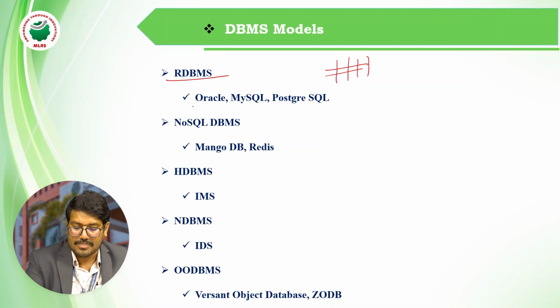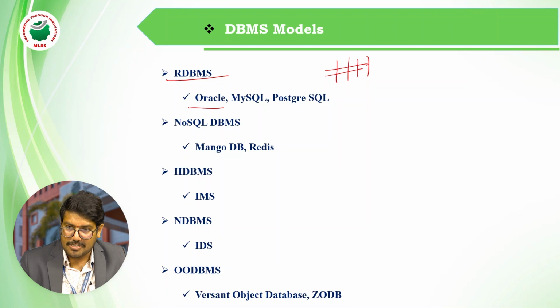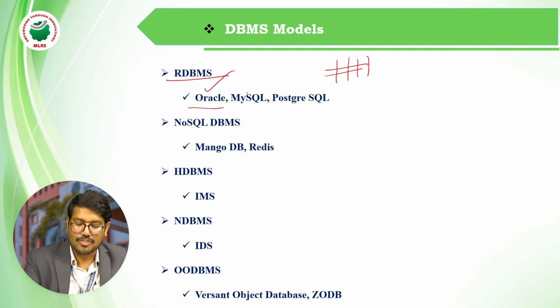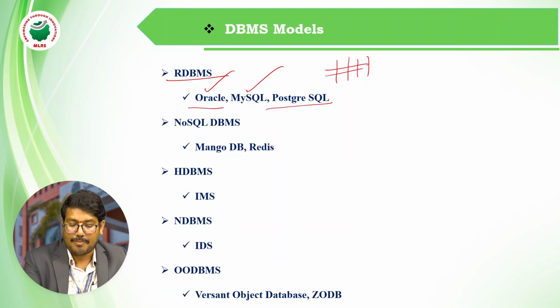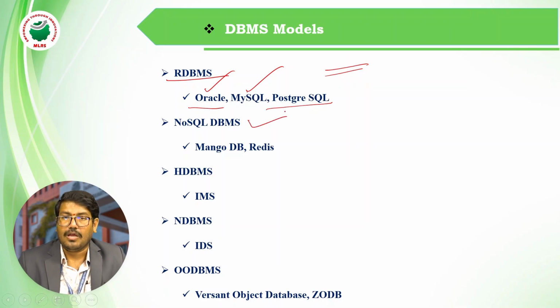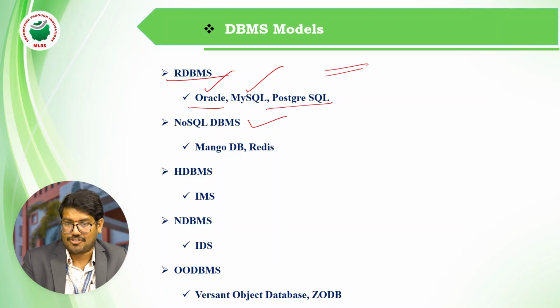An example for this is Oracle. There are so many versions, a very popular database management system tool. MySQL is also one of the popular database management tools, and PostgreSQL. These are examples of relational database management systems. Coming to NoSQL, the full form of this is not only SQL. NoSQL DBMS means an unstructured database management.